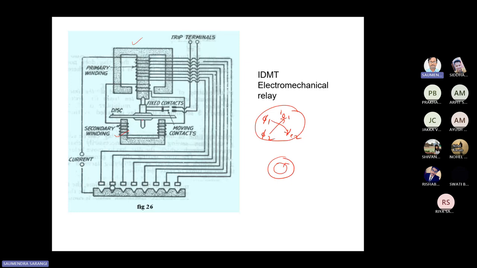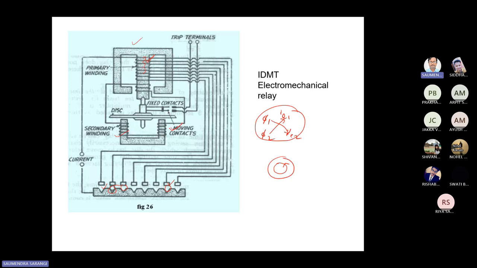This rotation of the disc is possible whenever the two eddy currents are enough. In this case, the coil present over here, called the primary coil, works as a restraining coil, and the other coil is used as an operating coil. These are the plug settings we have. If you put the plug at different points, the number of turns changes. Like you observe this line, if you put the plug here, then the number of turns is decreasing.